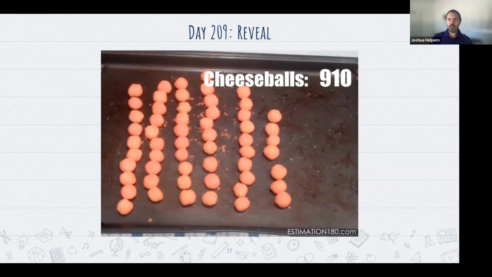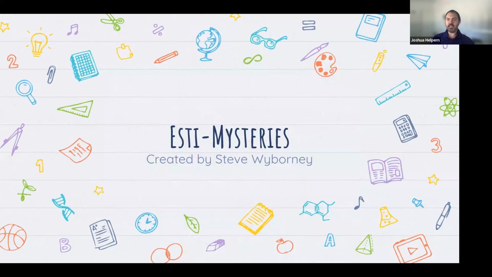So the second estimation activity I like doing with my students is called Esther Mysteries. And this one was created by Steve Wyborny. And it's similar to the Estimation 180, but this is one where they're going to be revising their estimates. And so Andrew Stadel had them using that number line as a tool for guessing.